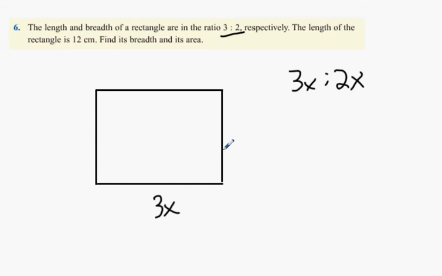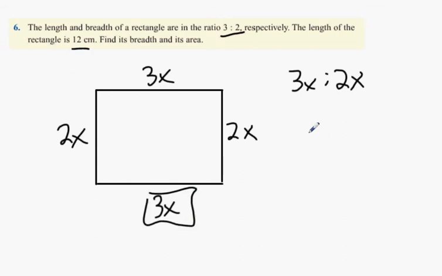I'd say 3x, 2x, that makes that 3x, that makes that 2x. I'd know that the length is 12. So 3x equals 12, x equals 4. And therefore, what's 2 times x? Or 2 times 4? 8. So it would be 12 is to 8.